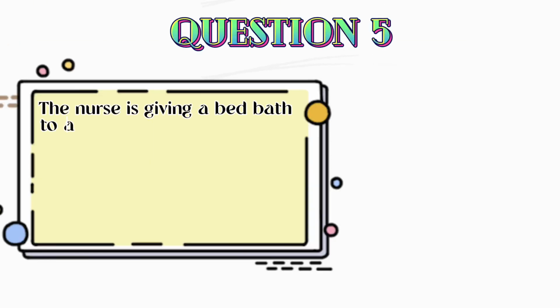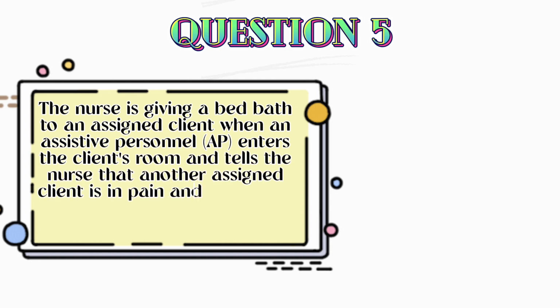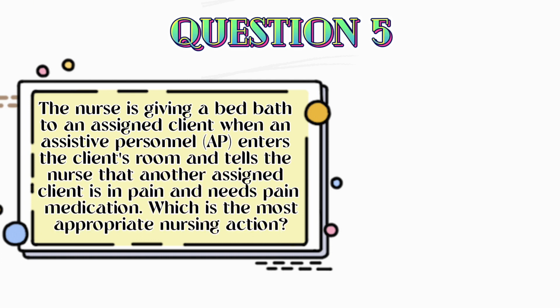Question 5. The nurse is giving a bed bath to an assigned client when an assistive personnel (AP) enters the client's room and tells the nurse that another assigned client is in pain and needs pain medication. Which is the most appropriate nursing action?